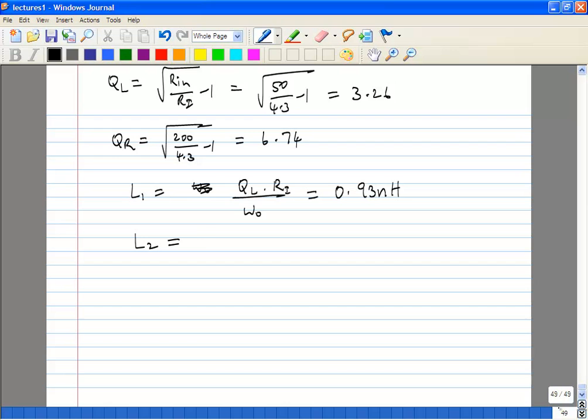Similarly, L2 is QR times Ri over omega naught, right? Because for the left side network, Ri is in series with L1, and for the right side network, Ri is in series with L2, right? You see that?